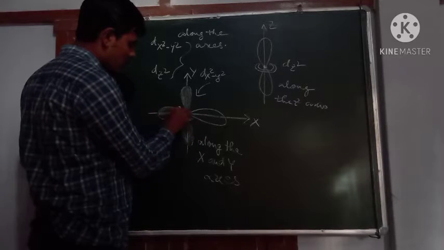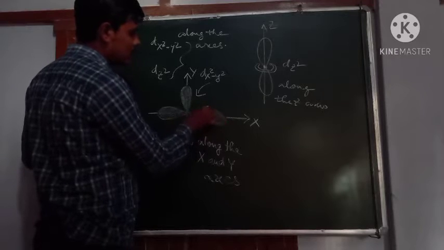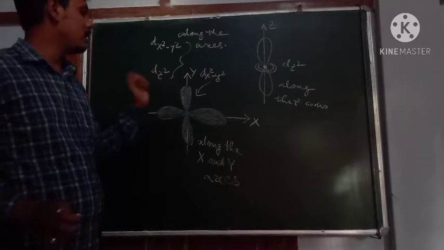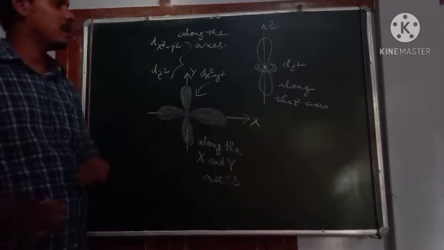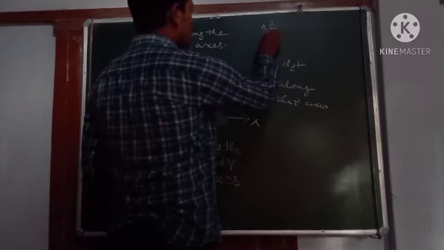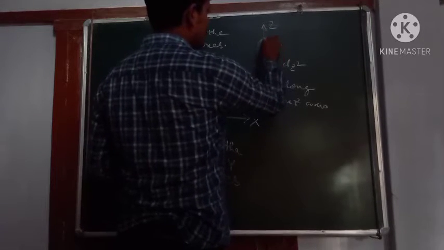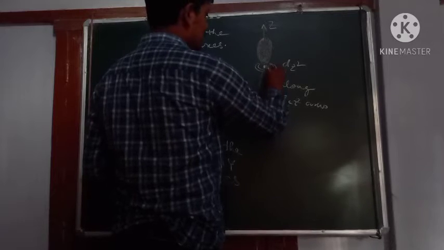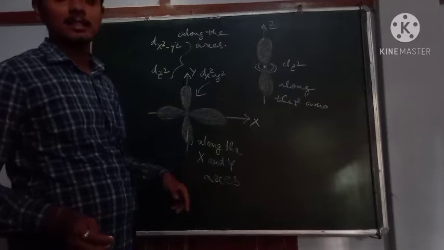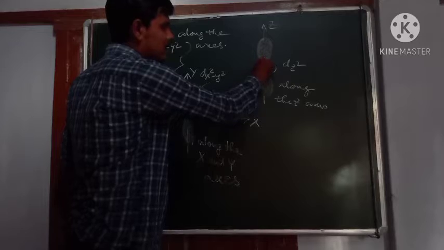So only along this shaded zone we will have the probability of finding electrons. But if I see the dz square orbital, it is along the z axis, and the probability of finding electrons is along the z axis. And we have a ring around the center of this dz square orbital.